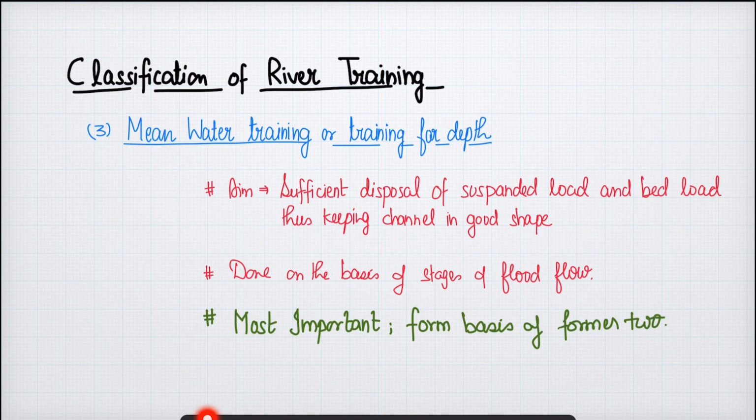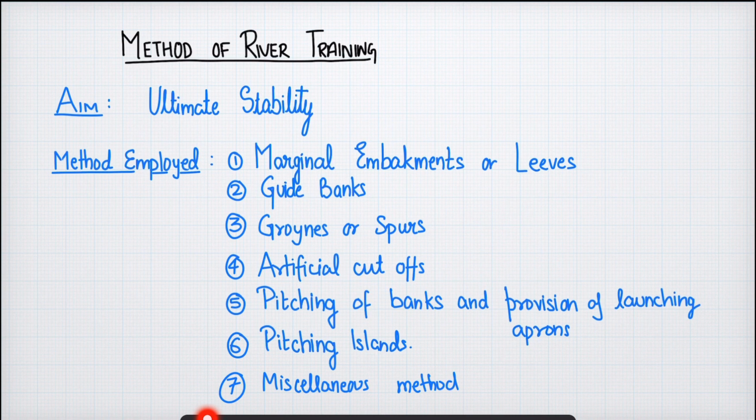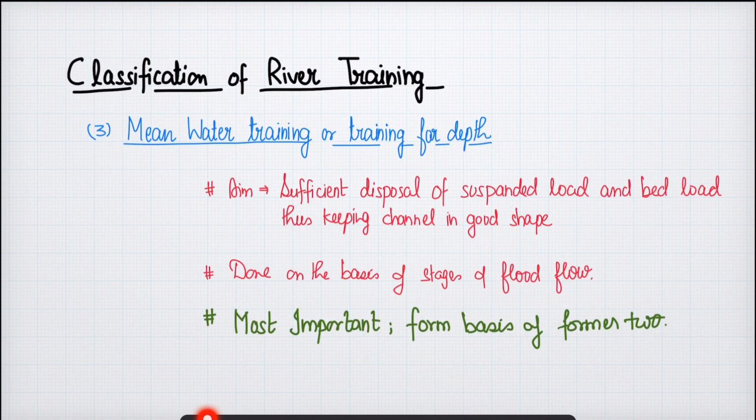Then we have the third type of river training work, and that is mean water training, or training for depth. The aim of mean water training is to ensure that there is sufficient disposal of suspended load and bed load, thus keeping the channel in good shape. And it is the most important criterion.